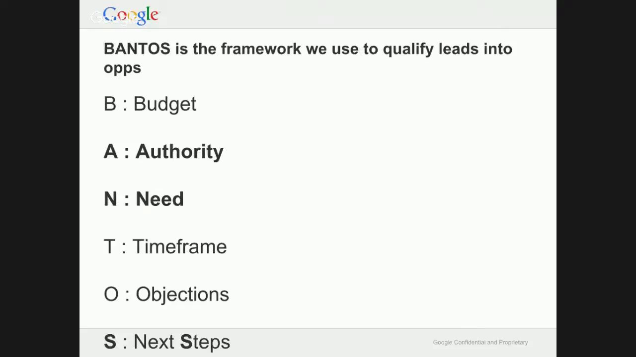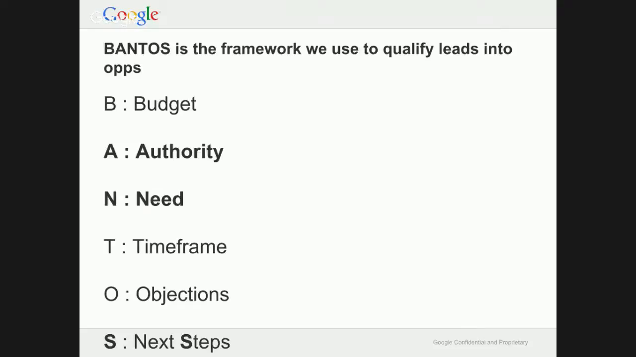And yeah, you obviously need to find out the correct person you're speaking to. So as you can see there, that A and N is the most important. Authority and need. If we're not talking to the right person, there's no point because they can't make decisions, and if there's no need, there's probably not a worthwhile conversation to have anyway. So without those two, the rest of the stuff falls away.